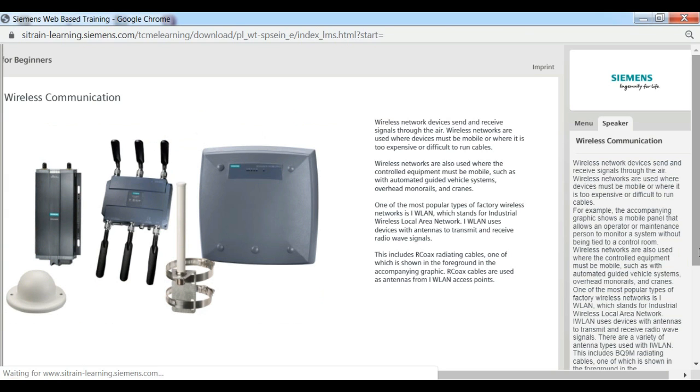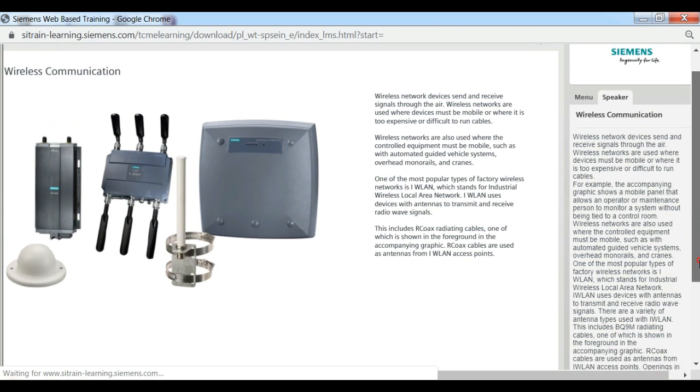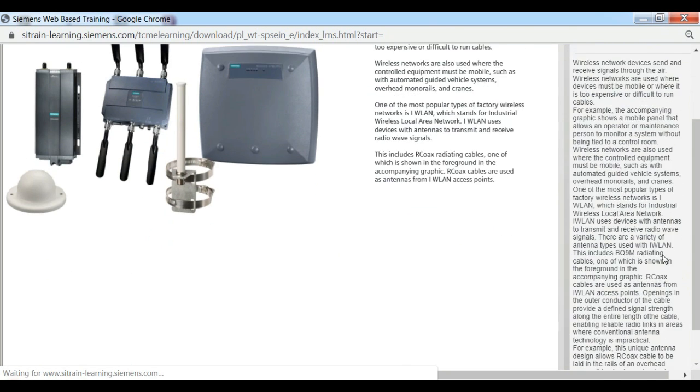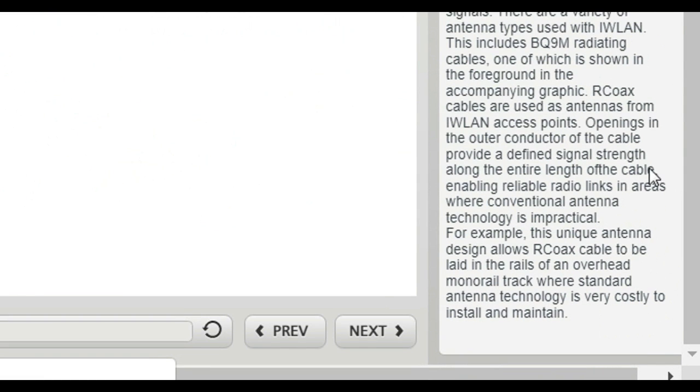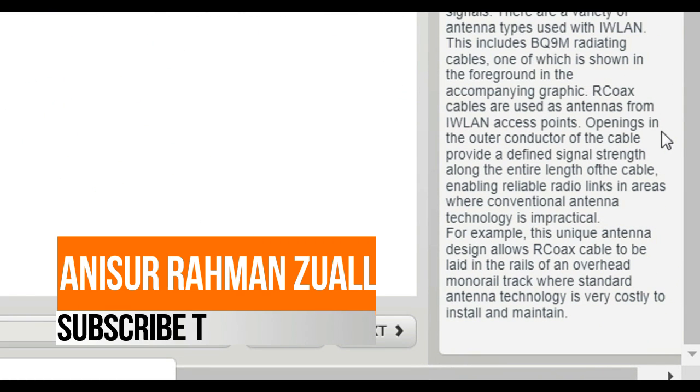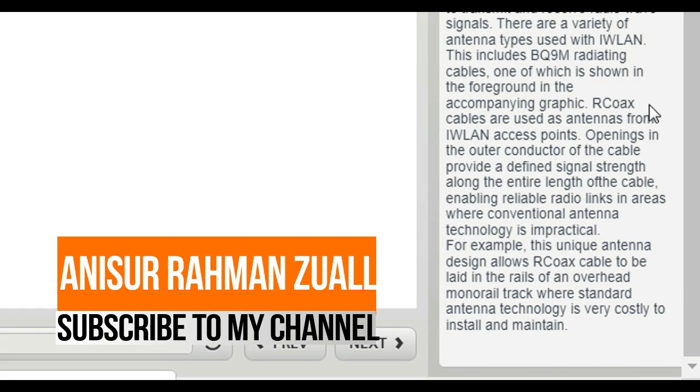One of the most popular types of factory wireless networks is IWLAN, which stands for Industrial Wireless Local Area Network. IWLAN uses devices with antennas to transmit and receive radio wave signals. There are a variety of antenna types used with IWLAN. This includes coax radiating cables, one of which is shown in the foreground in the accompanying graphic. Coax cables are used as antennas from IWLAN access points.